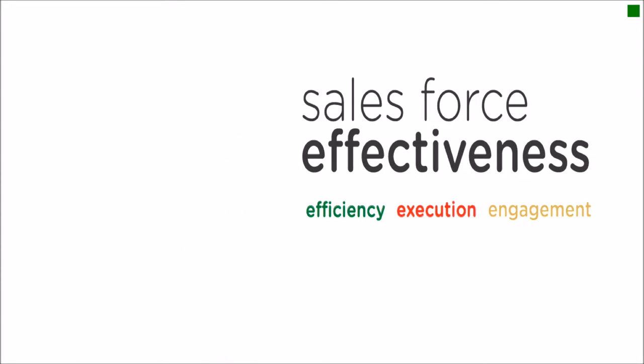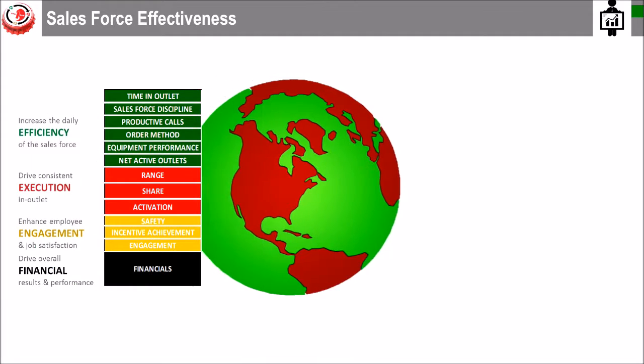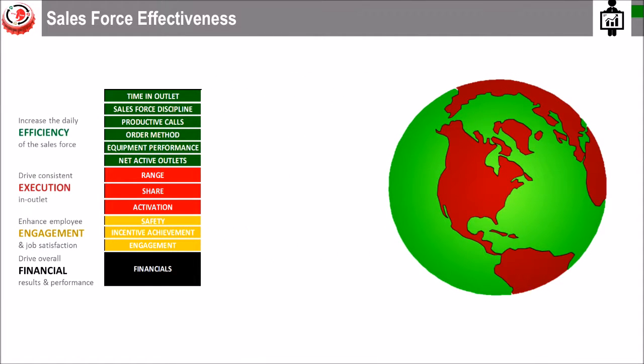But before we get to the scorecard, let's remind ourselves just what SFE is. Sales force effectiveness is a set of global measures successfully used by a growing number of Coca-Cola bottlers around the world. SFE is made up of efficiency, execution, engagement, and if all of these are driven hard, will lead to significant improvements in our financials. These four elements are represented by 4 scores.